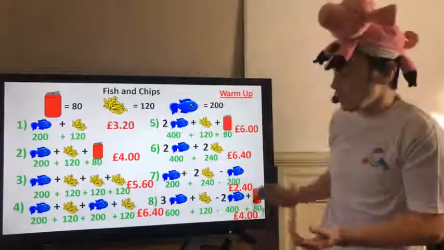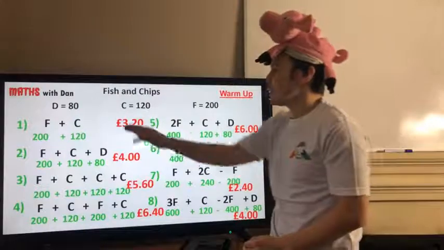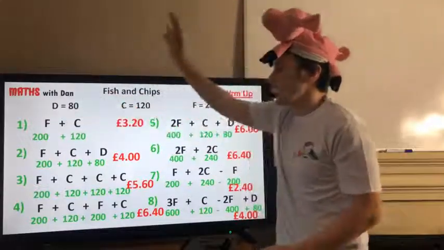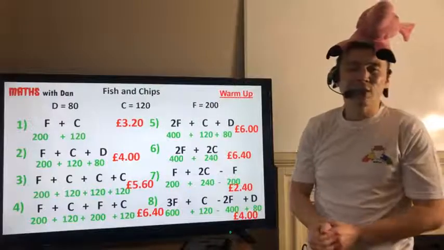So rather than having pictures in algebra, we have letters. So instead of having those, I've just changed it all. I've replaced all the drinks with a big D, where a capital D is the price of that.